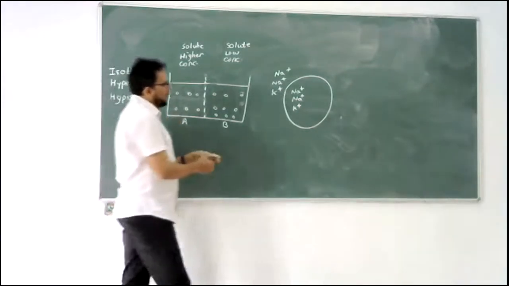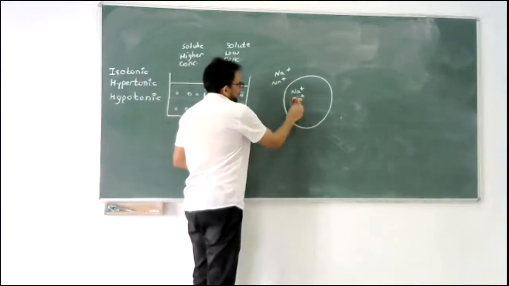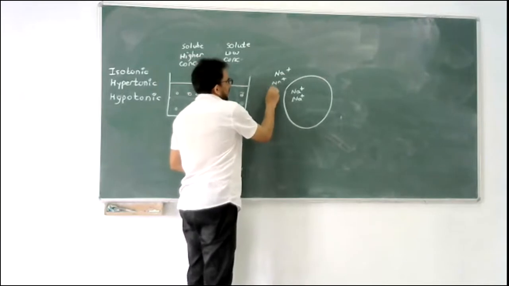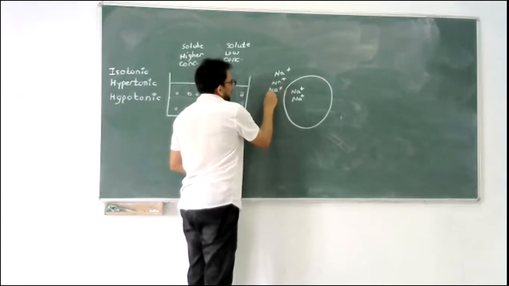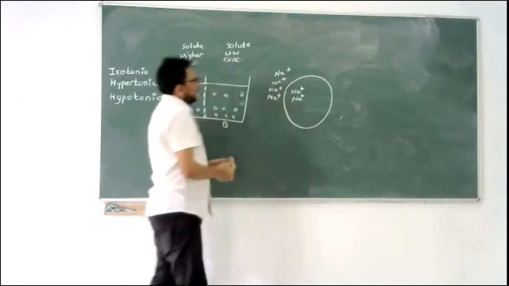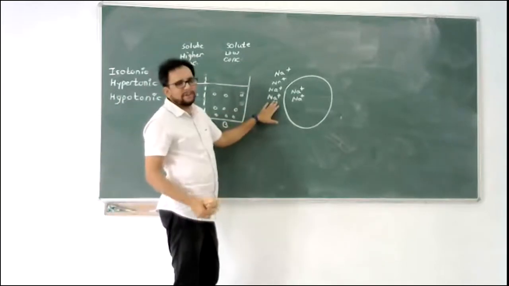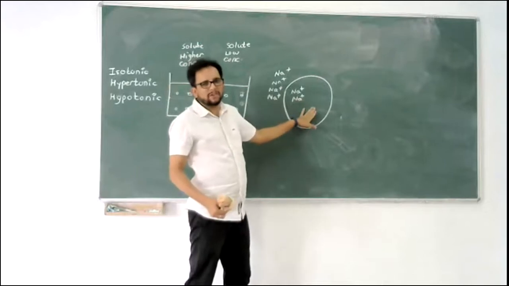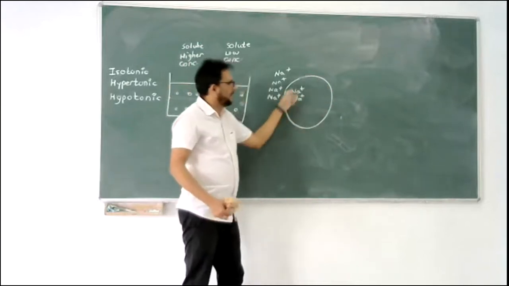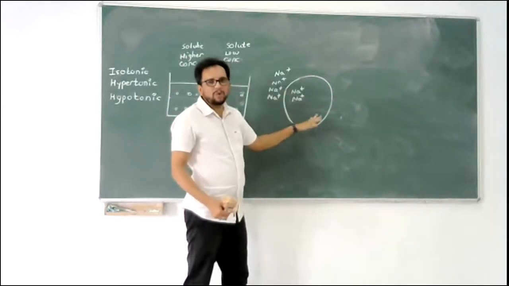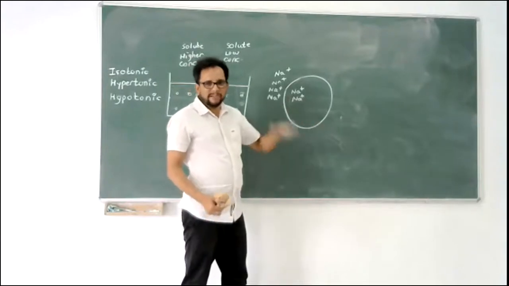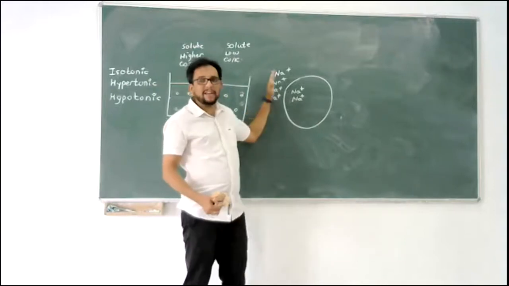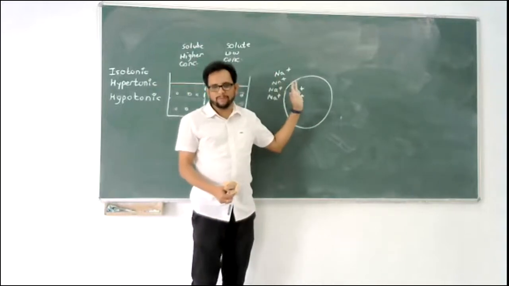Now, if we go to the cells, right? And let's say outside of the cell has more sodium concentration, and inside of the cell has less sodium concentration. So inside the cell it is hypotonic. Hypo is low. Hypotonic solution. Outside the cell is hypertonic solution.